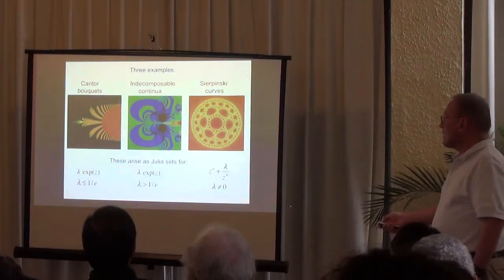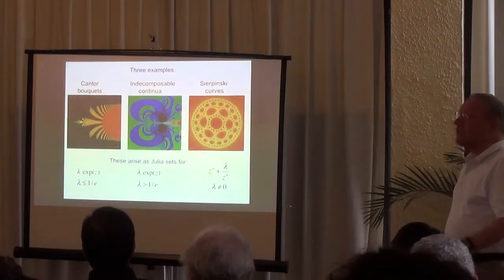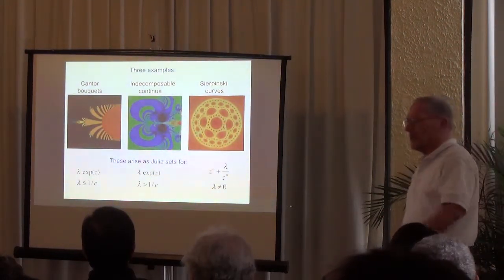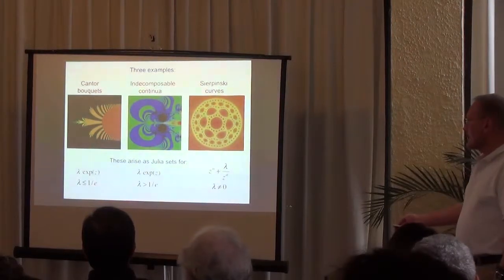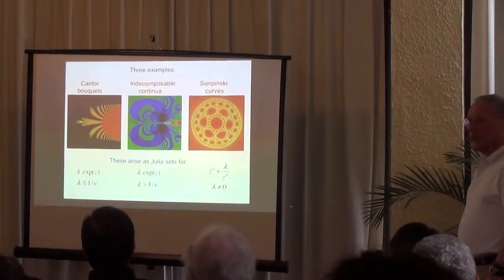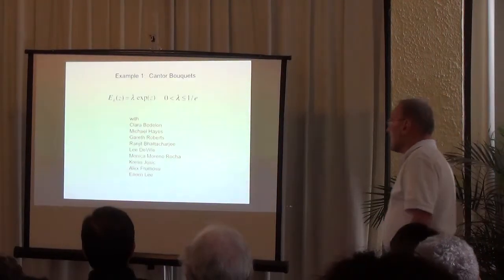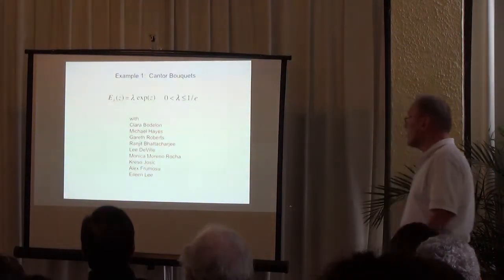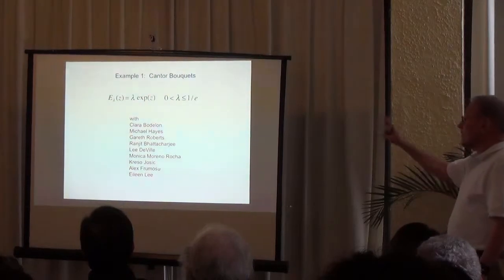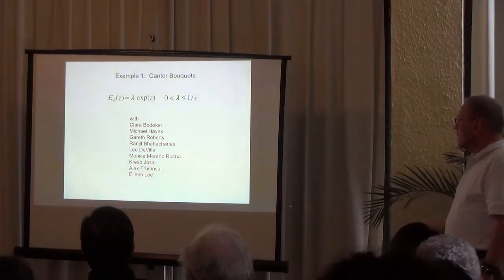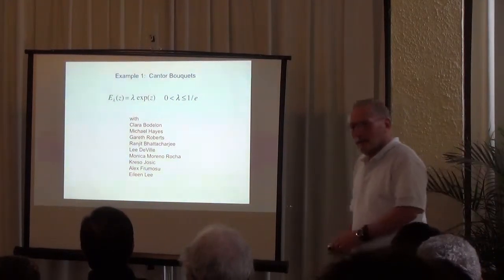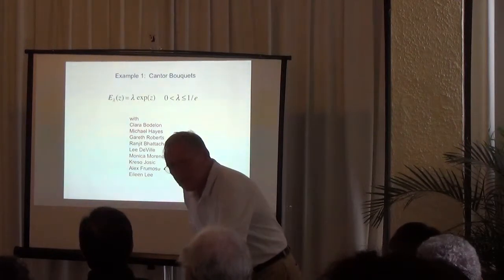The first two arise as Julia sets for, well, lots of cases, but I'll just do the exponential, when lambda is less than or equal to, or greater than, 1 over e. And then the third case will be for some rational maps. Now, this is joint work with a number of people over the years. You may know one of them, Monica.